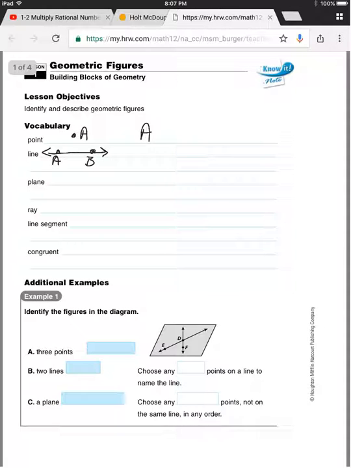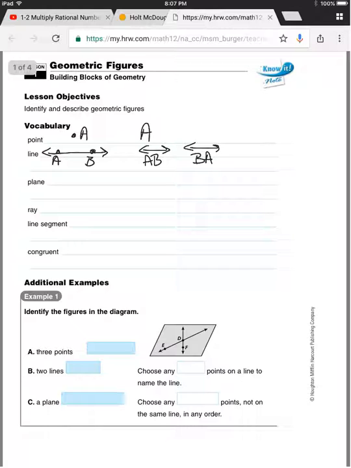We could either name it line AB or line BA. Okay, because there's an arrow on each end, you can name it in any order. However, that is the same line, so that would not be the answer to name two lines, because that really only names one line. A plane is a flat surface that has no thickness and extends forever. We will talk about naming a plane down below.